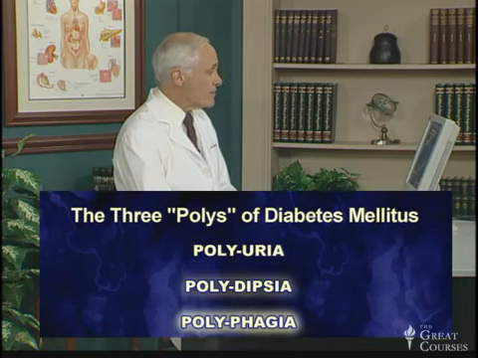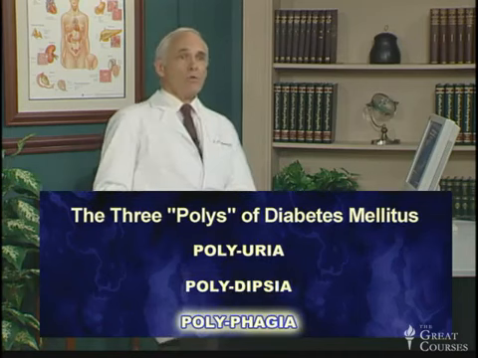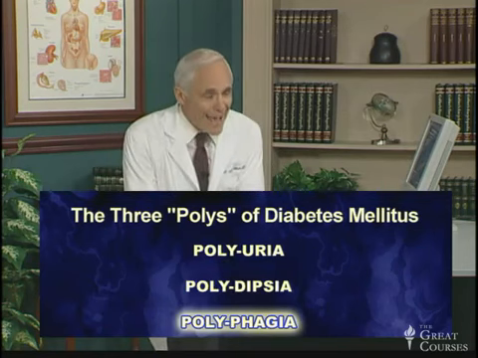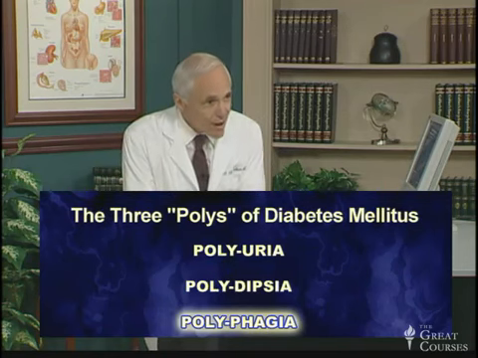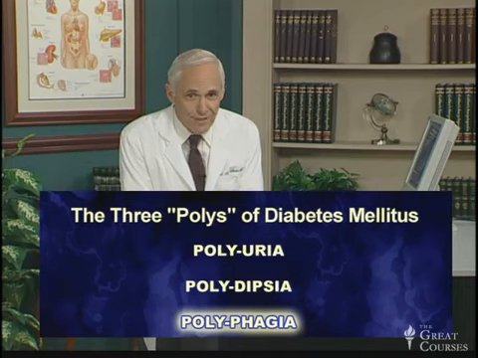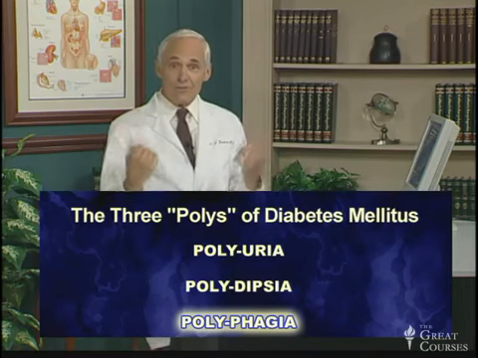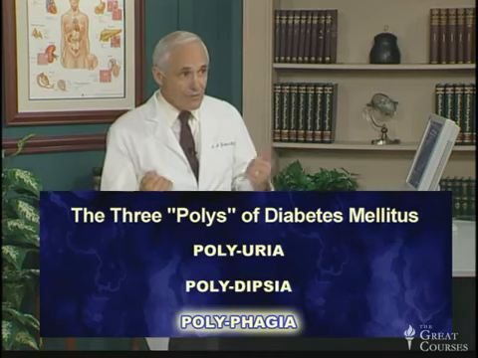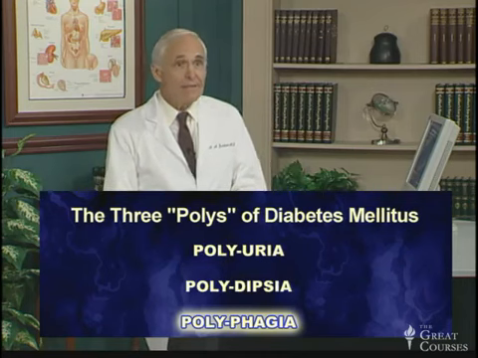Finally, there's polyphagia, the third of the three polys, which is lots of eating. Large amounts of eating, because these patients are actually starving. They are internally starving their cells because they're not getting the sugar into the cells. They have high levels of sugar, but they're not getting to where it can be used. So metabolically, they're starving.